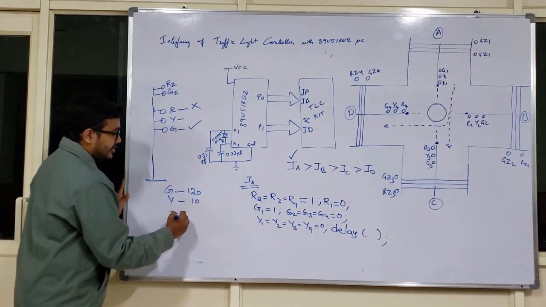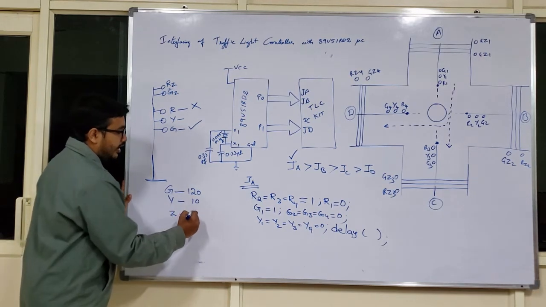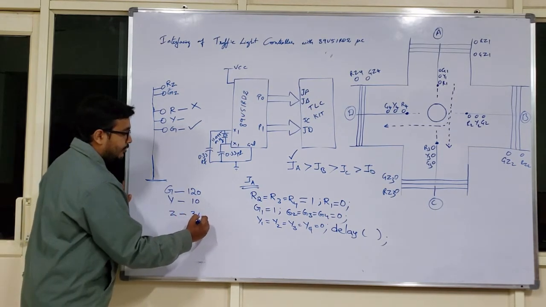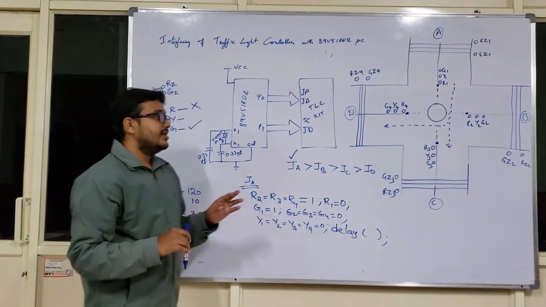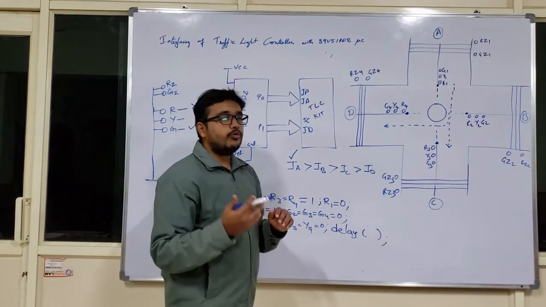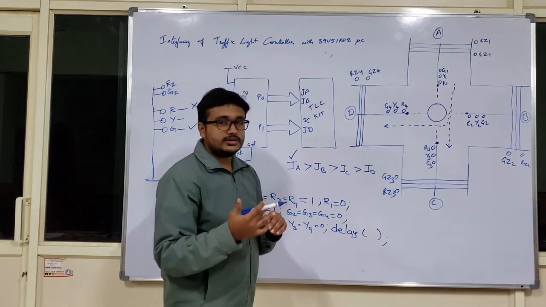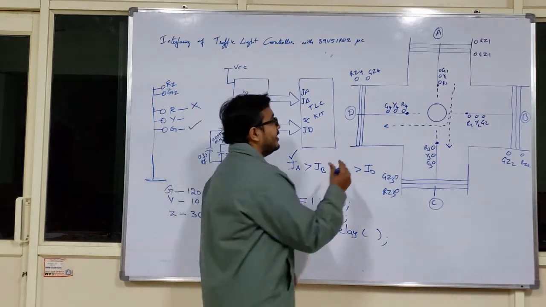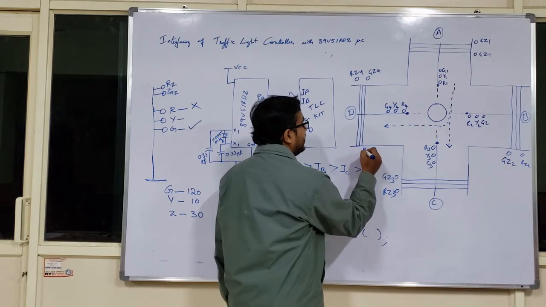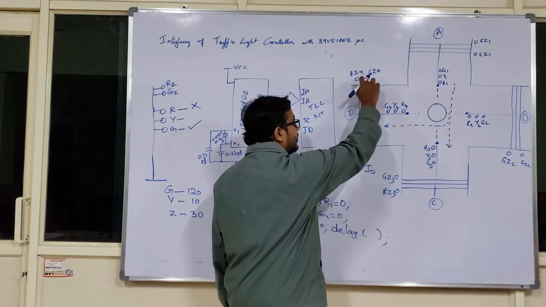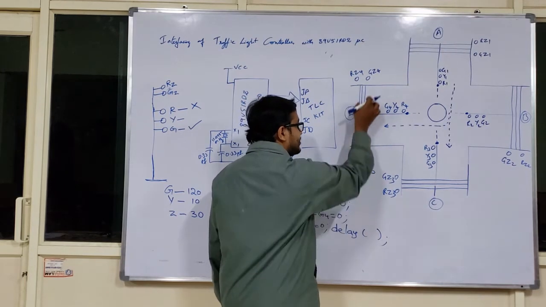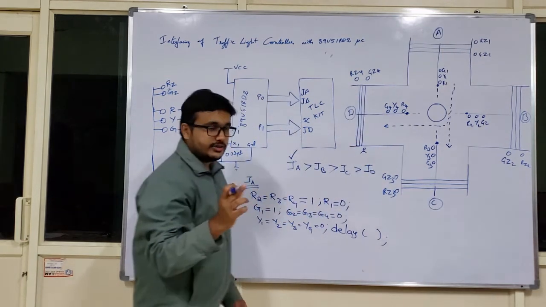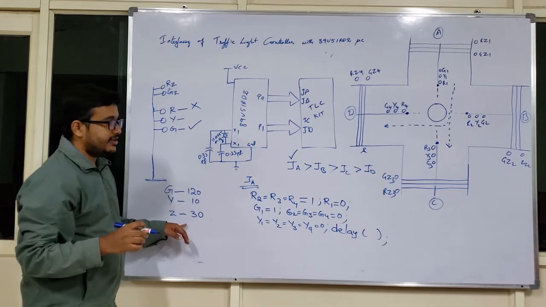And the next one is for the zebra crossing. I would like to give the amount of time for the zebra crossing as 30 seconds. Why? Because there will be pedestrians who want to cross the roads. If there are pedestrians waiting here and they want to move to this side, it will consume a certain amount of time. This time is nothing but the zebra crossing time, the time given for the zebra crossing.